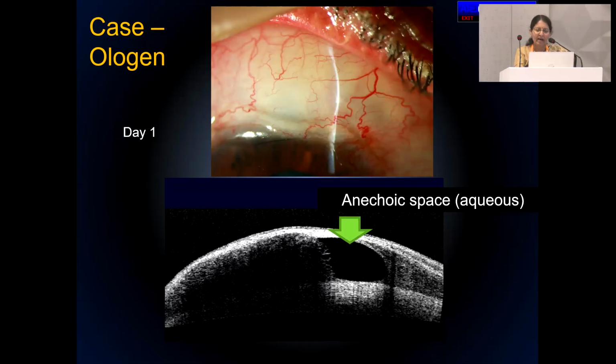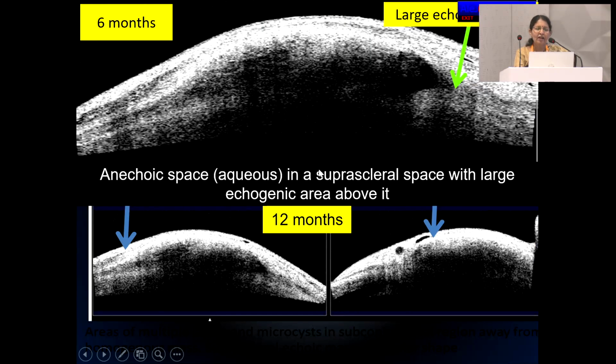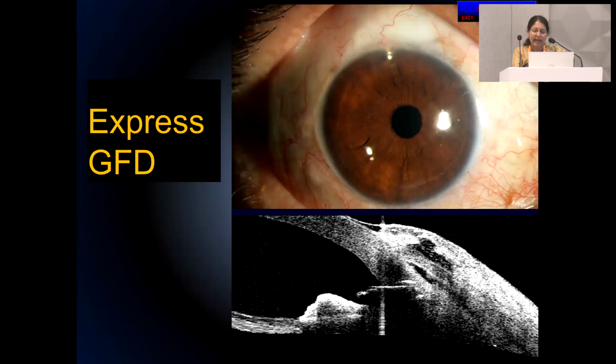So this is day 1. There is an anechoic area here, and this is the homogeneous implant. After 3 months, you can see the shrinkage of the implant here, and new areas of anechoic space are coming up here. And at the end of 6 months, there is a total shrinkage with a large anechoic area in this subscleral space rather than in the subconjunctival area, and a few microcystic spaces away from this homogeneous area. You can identify where exactly the position is, and you can evaluate the bleb.